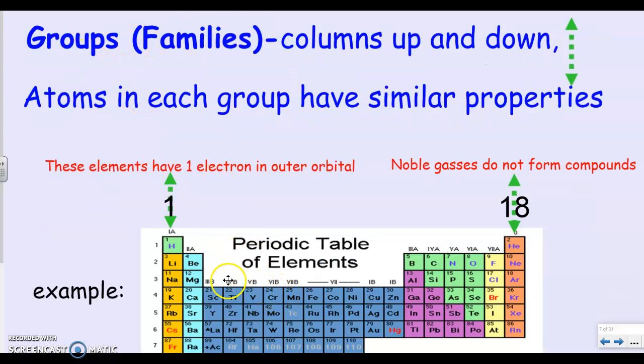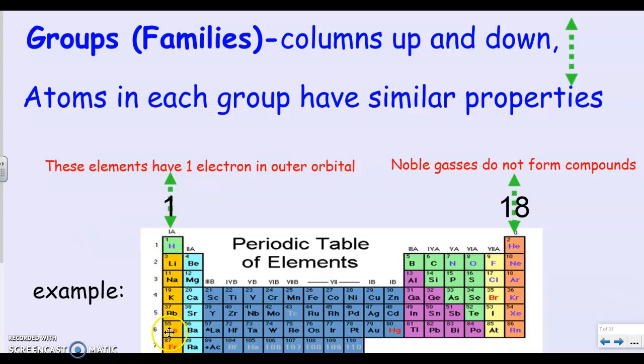Groups. If you read the periodic table as in columns, standing up and down, the atoms in each of these groups, sometimes called families, often have similar properties. They might look similar or behave similarly in reactions, just like family members are similar but not exactly the same. The periodic table has families.